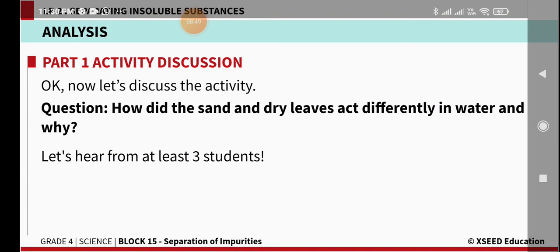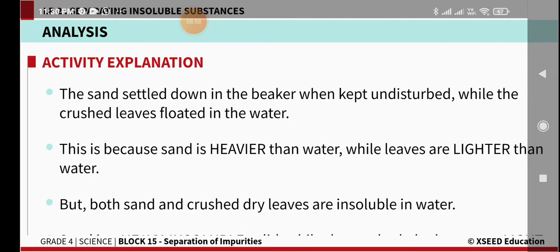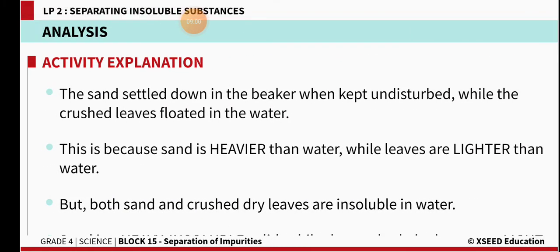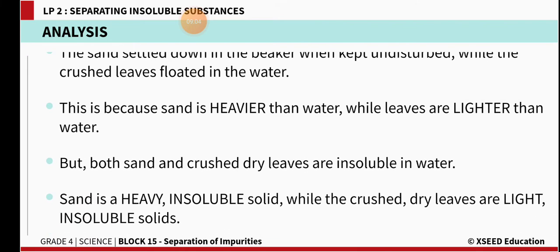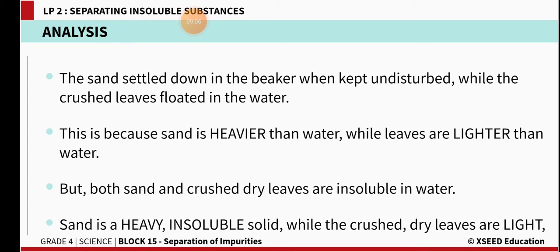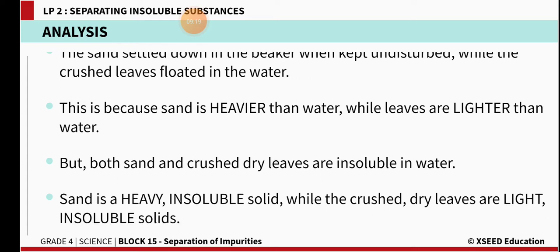Now we will discuss the activity. How did the sand and dry leaves act differently in water and why? The sand settled down in the beaker when kept undisturbed, while the crushed leaves floated in the water. This is because sand is heavier than water while the leaves are lighter than the water. That's why the dry leaves will float on the water, whereas the sand will reach the bottom.